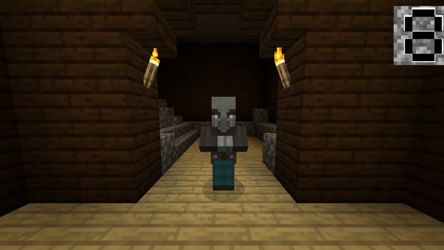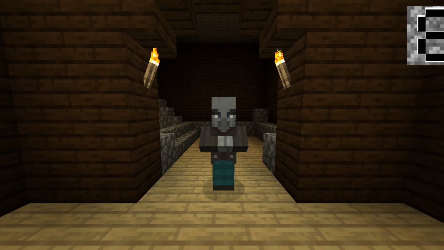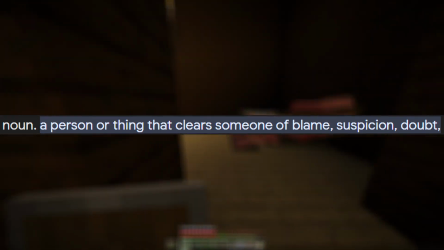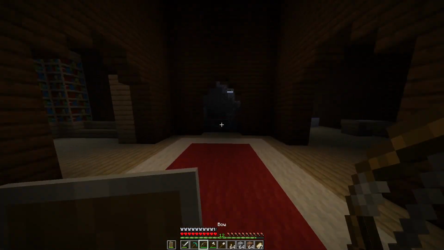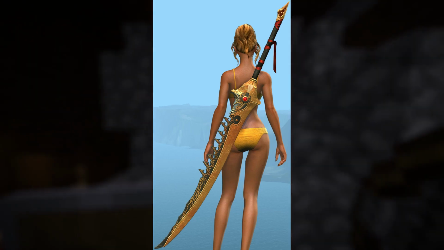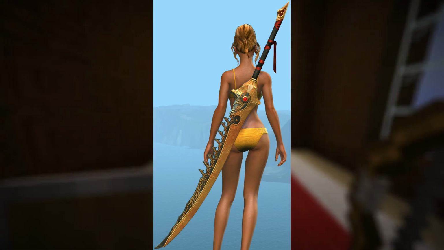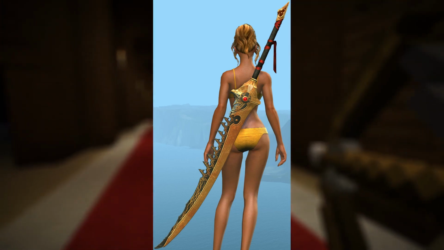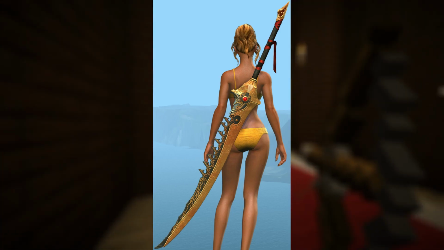Next up with 8 points is the Vindicator, which I already told you earlier means a person or thing that clears somebody of blame, suspicion, or doubt. That streak being broken by the Vindicator's greatsword in Guild Wars 2. I don't know why a person like this needs a giant sword, but good for them.